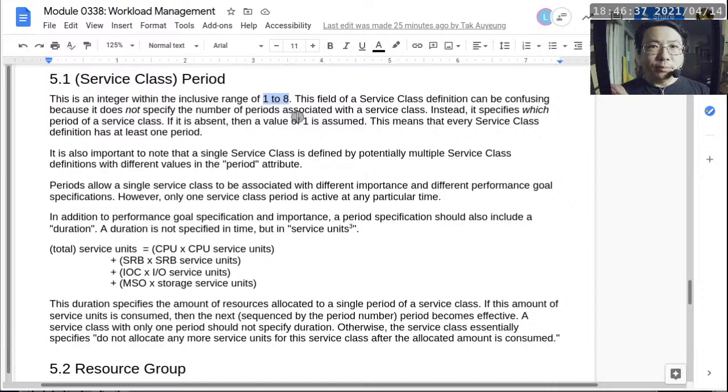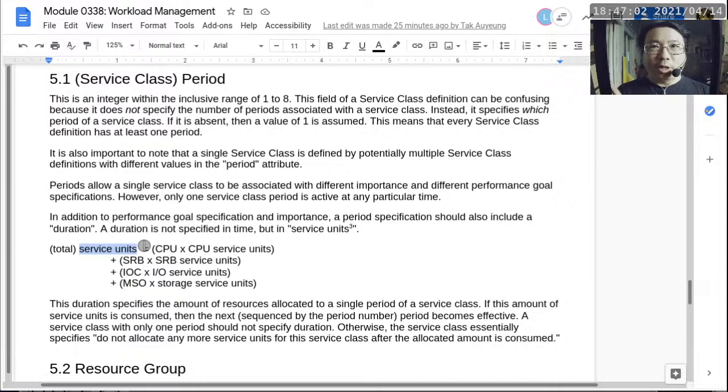I'm sorry to cut you off, but to determine if it's a 1, is there a range of the total service units that you... It's up to you to decide. Well, I shouldn't say you, but it's up to the system administrator to specify the total amount of service units corresponding to a particular service class period.